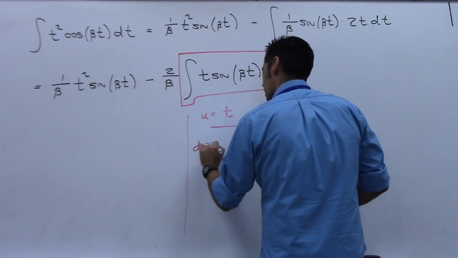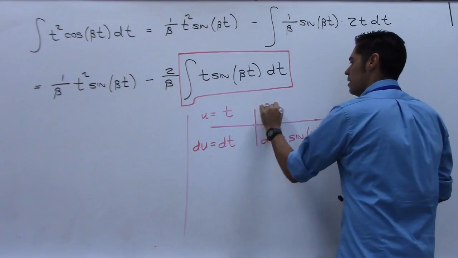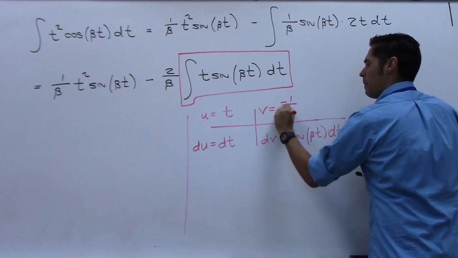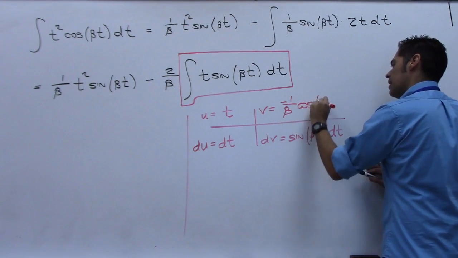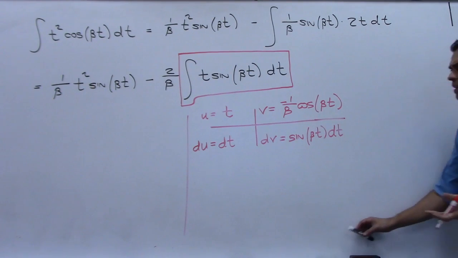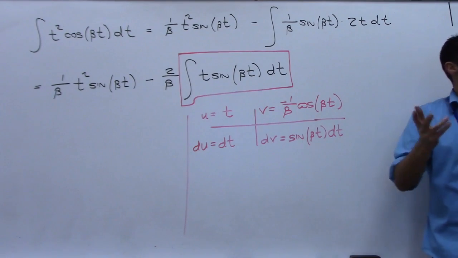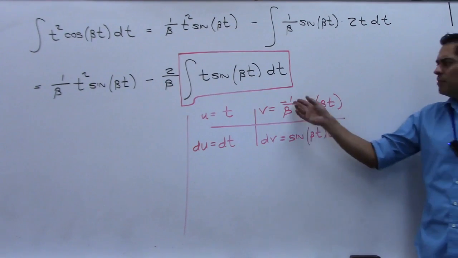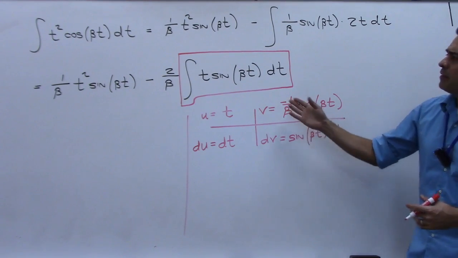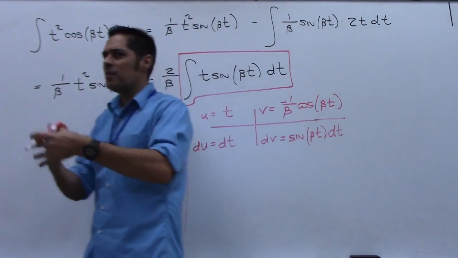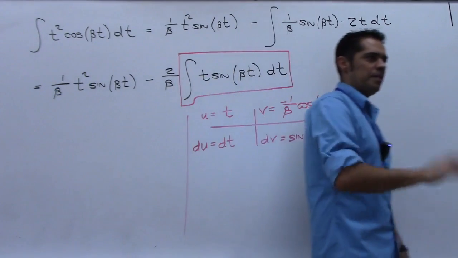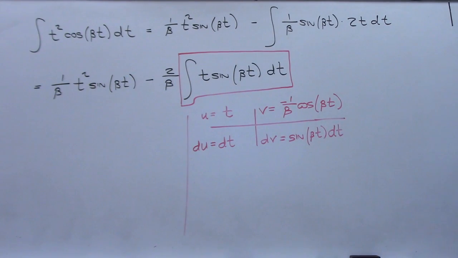du is dt. V is negative 1 over beta cosine beta t. Critically important that we're not making mistakes on our cosine, sine derivatives and antiderivatives now. Because if you made a mistake and said just 1 over beta, that's going to have the effect of turning this into a plus, and then that's going to change the entire problem, isn't it? I mean, the answer. On a test, I wouldn't dock you big time for that, but just beware, yes.